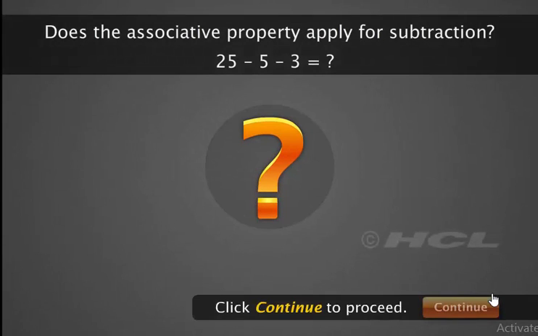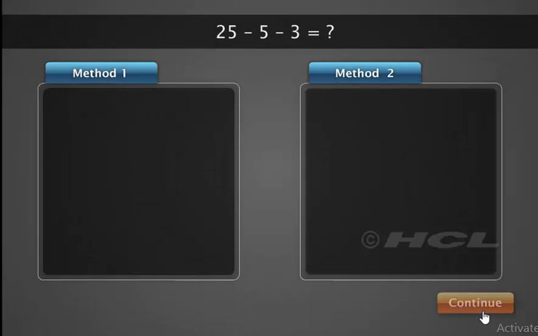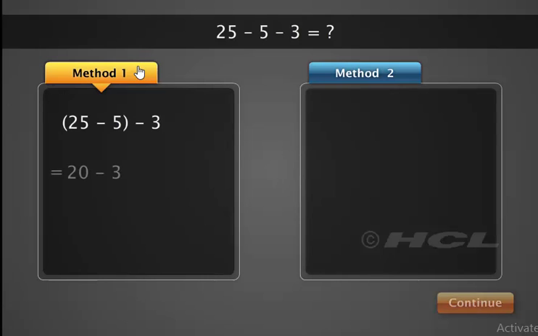Does the associative property apply for subtraction? Let's check. We group the first two numbers, 25 and 5. On subtracting, we get 20. When we subtract 3 from 20, we get 17.